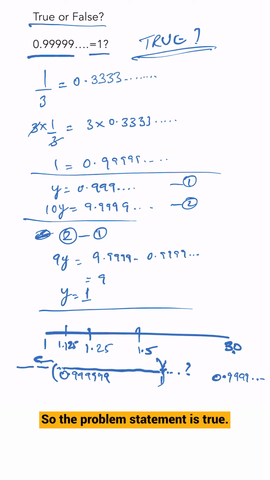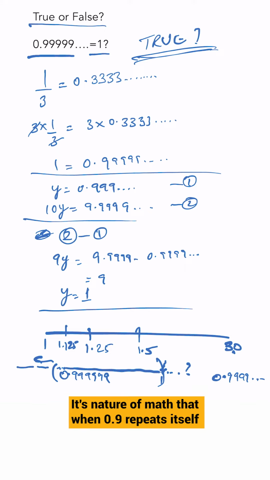So the problem statement is true. It's the nature of math that when 0.9 repeats itself n number of times, it is indeed equal to 1.